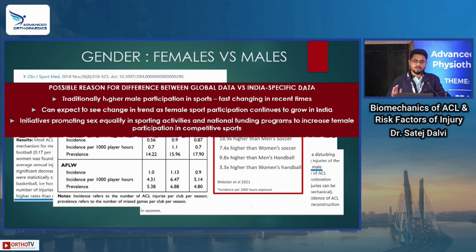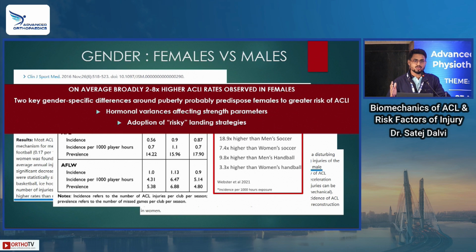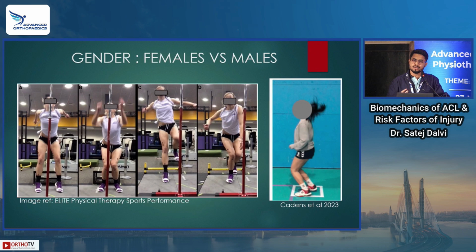But on an average, we can broadly say that females are about 2 to 8 times more likely to suffer from an ACL injury, and there are two gender-specific factors that might predispose. One is the hormonal variance you see around puberty, where up to puberty, males and females seem to have a linear fashion of growth in terms of physical parametrics, but then around puberty, males get this dose of testosterone, insulin-like growth factors, and growth hormones, and they tend to drift away a bit in terms of physical parametrics. The other is the adoption of risky landing strategies, which has been observed in females.